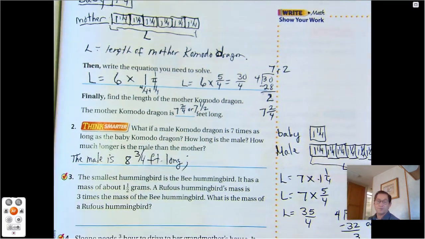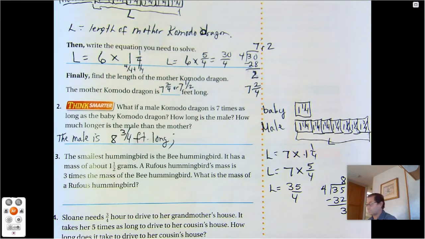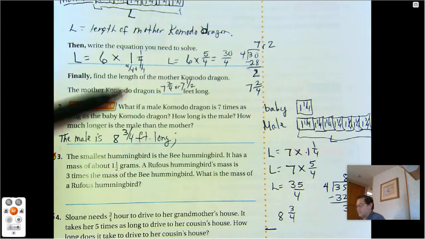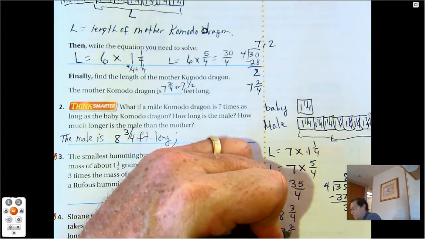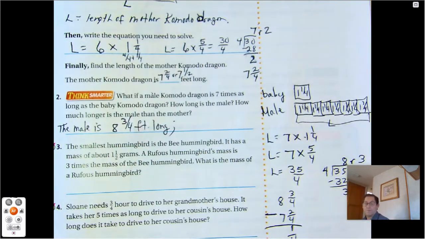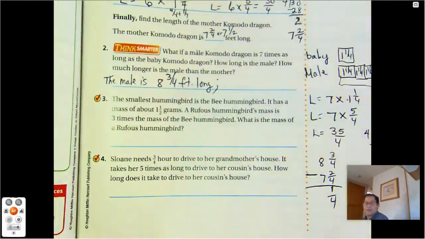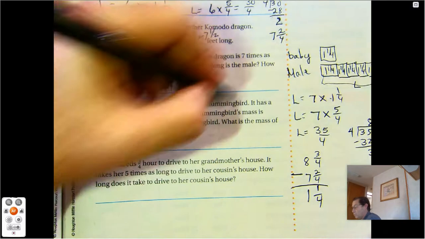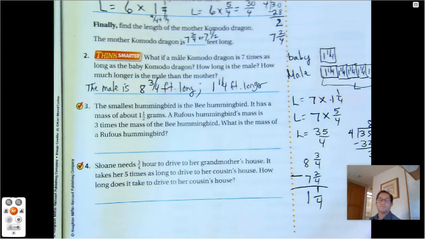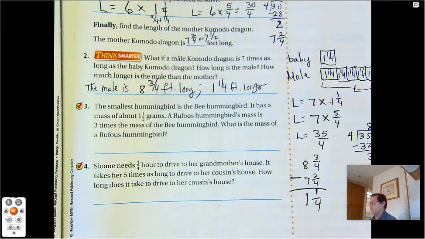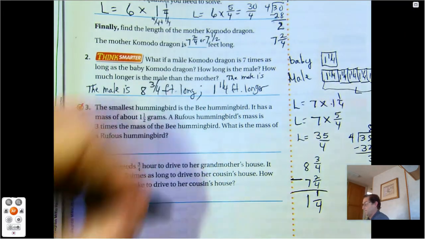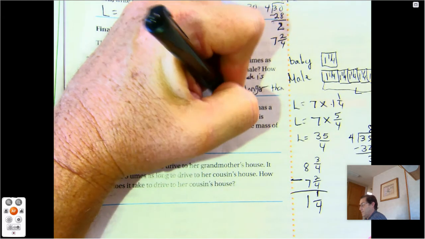How much longer is the male than the female? Well, the male is 8 and 3/4 minus the female, which was 7 and 2/4. So 3 take away 2 is 1, so 1/4. And 8 take away 7 is 1. So 1 and 1/4 foot longer. The male is 1 and 1/4 foot longer than the mother.